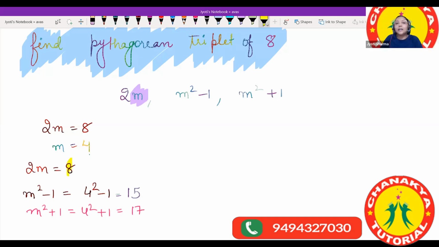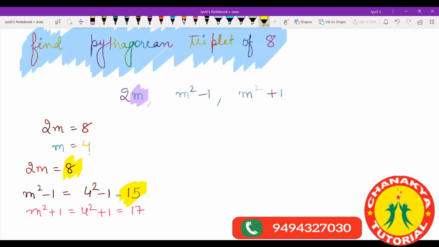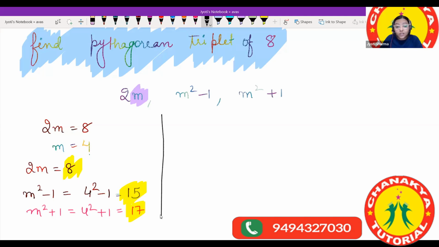Ma'am, how to solve the first one, like the left hand side, before the equals to? Who is asking this? You have done equations? Yes, ma'am. See, this 2m is equal to 8. So this 2 is multiplied.